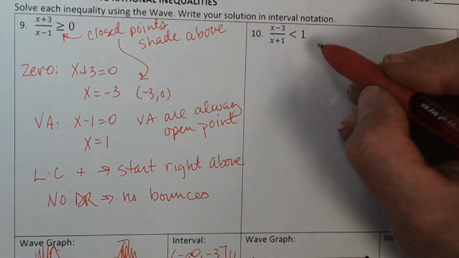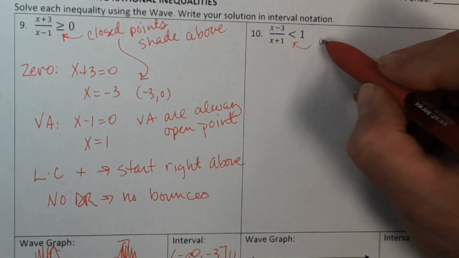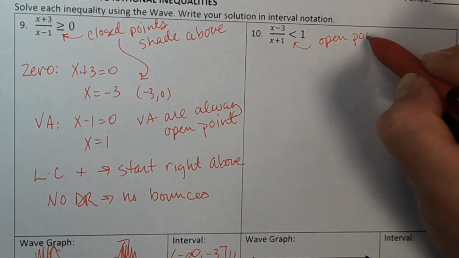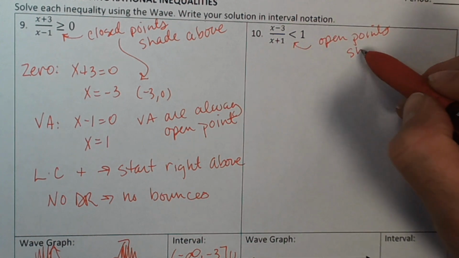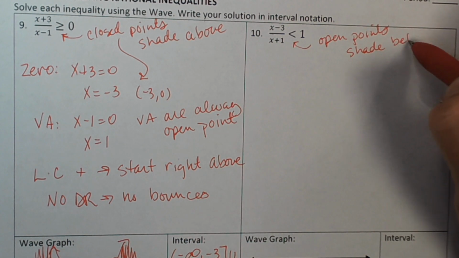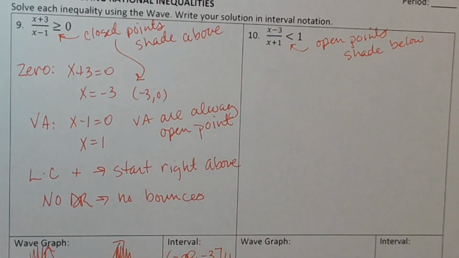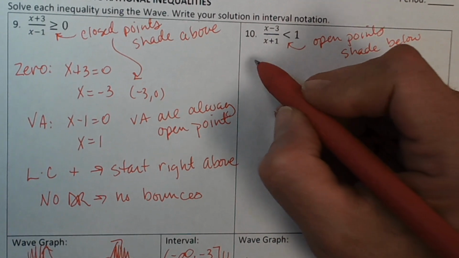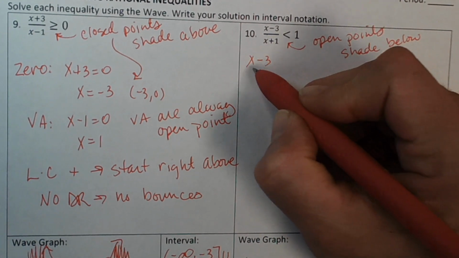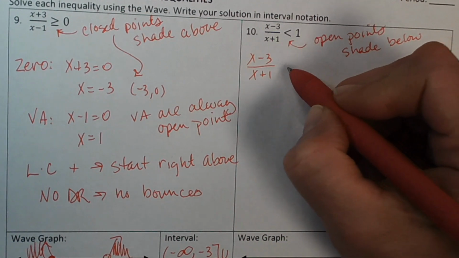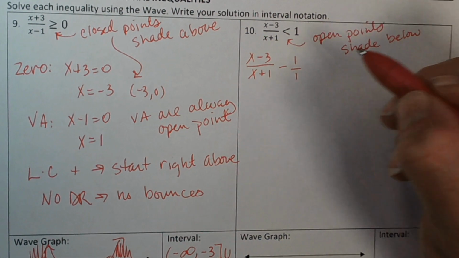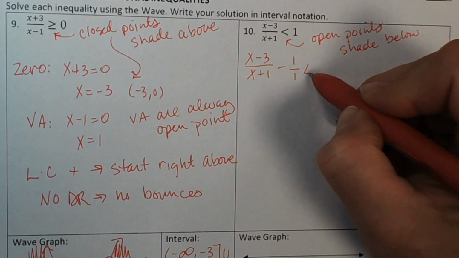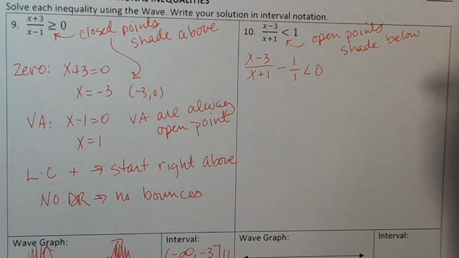Now we see, okay, first thing we notice is that these are going to be open points. And that means it's less than, so we're going to shade below. Now, this one is not equal to 0, so that means we need to move that 1 over. So I have x minus 3 over x plus 1, minus 1. And remember, 1 could be written like 1 over 1 because we want to think about it as a fraction. We need to get a common denominator.